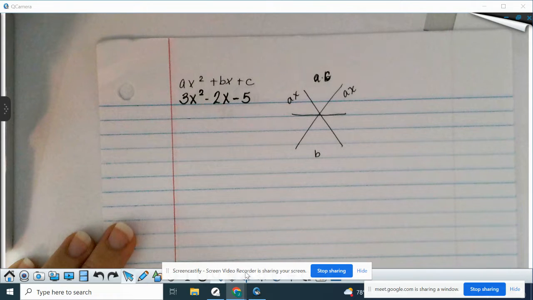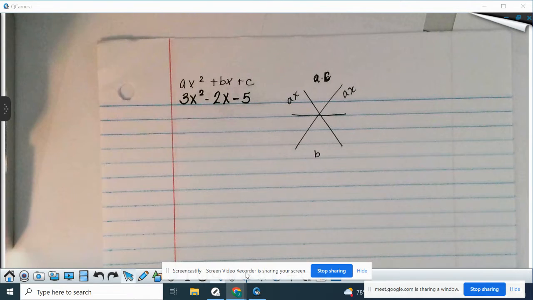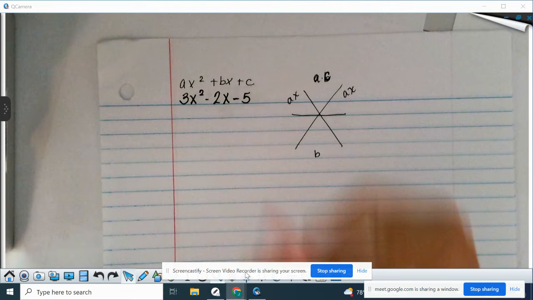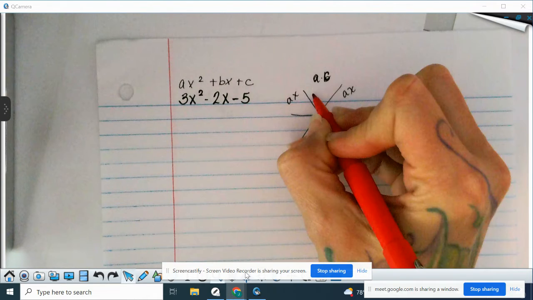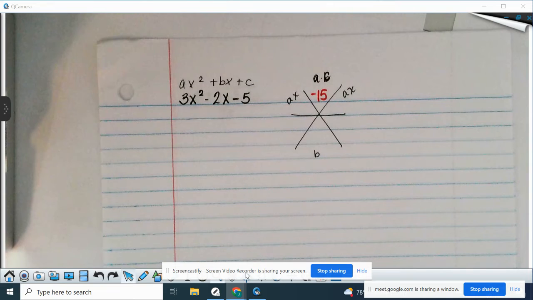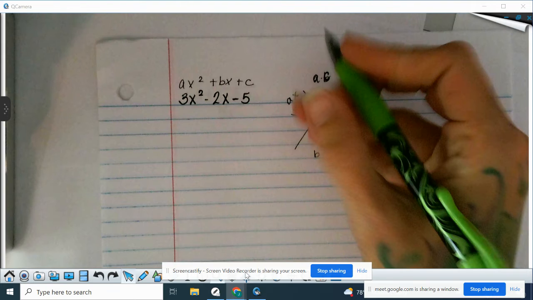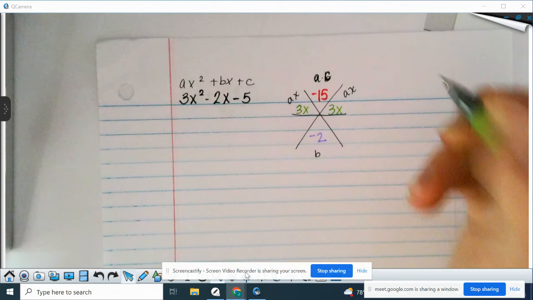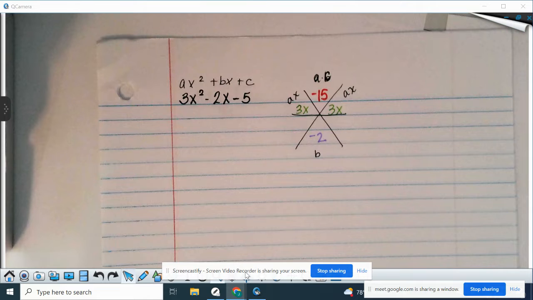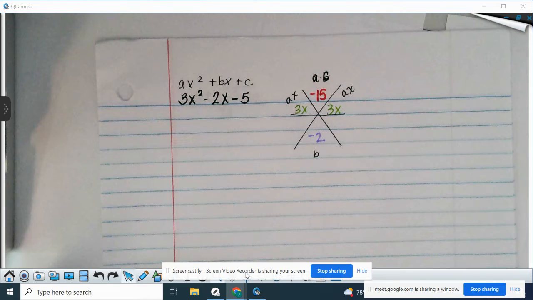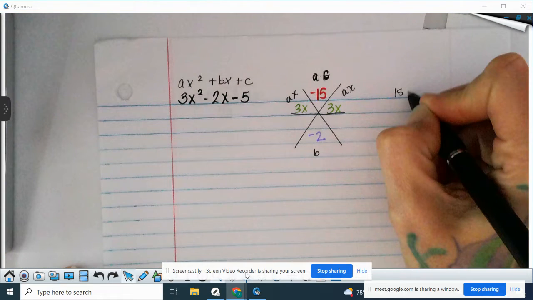So A times C is going to be 3 times a negative 5, so it's a negative 15. Our B value is going to be a negative 2. Our A value is going to be a 3, so we're going to put 3x and 3x. So you're looking at the things that multiply together to give you 15 that will add or subtract to give you 2.